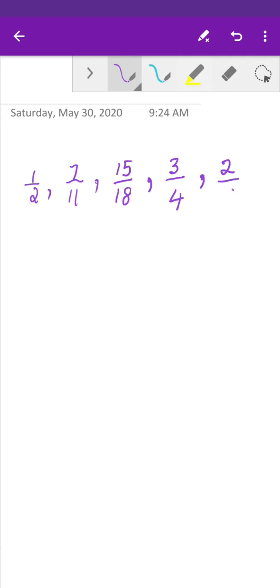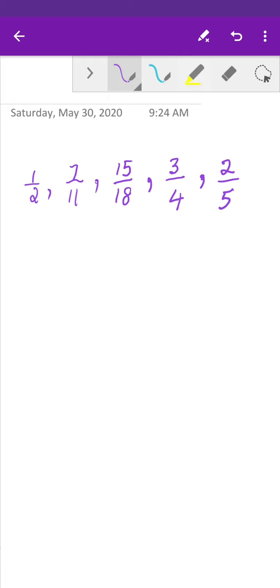Equivalent fractions come in handy when we have a range of different fractions. So we have a half, 7 elevenths, 15 eighteenths, 3 quarters, and 2/5. Now, when we have different fractions, we have to make a decision which one's the largest and which one's the smallest.